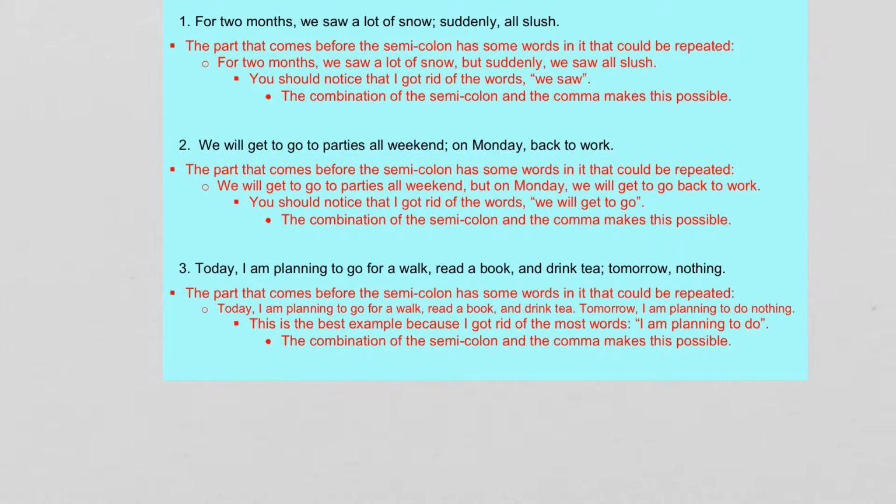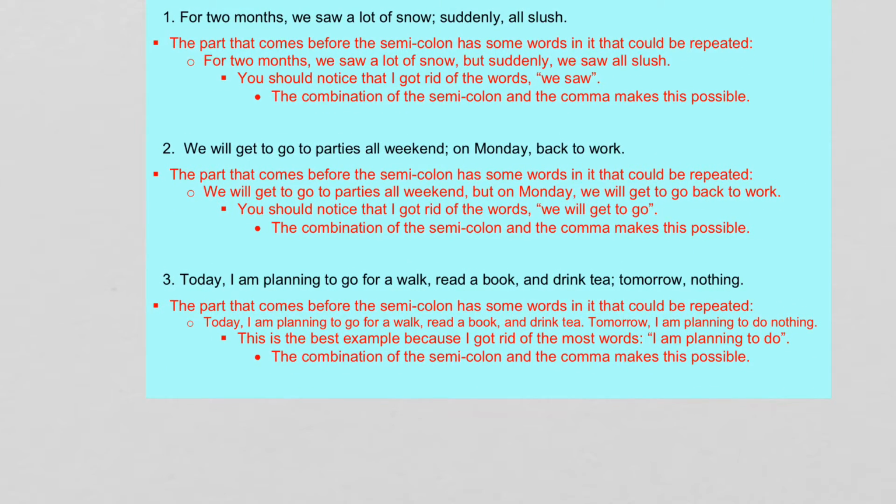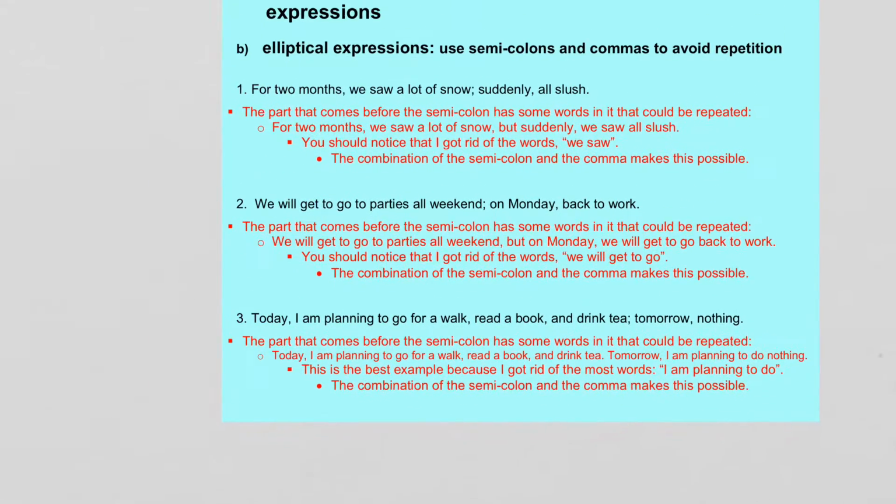All right, so another way to say this, we could say, for 2 months we saw a lot of snow, comma, but suddenly, comma, we saw all slush. So I don't know if you heard me say the words "we saw" twice in there, right? We saw a lot of snow, we saw all slush. So pretty much what I'm doing is I'm getting rid of the words "we saw," and the combination of the semicolon and comma makes this possible.